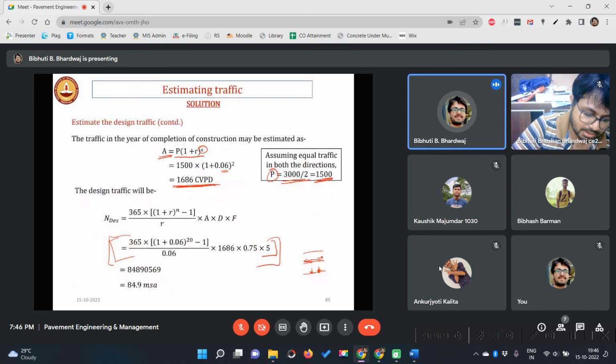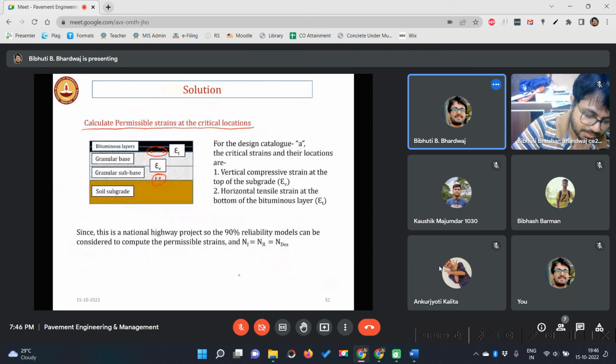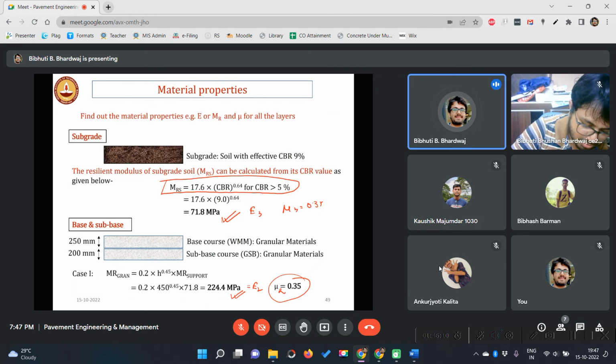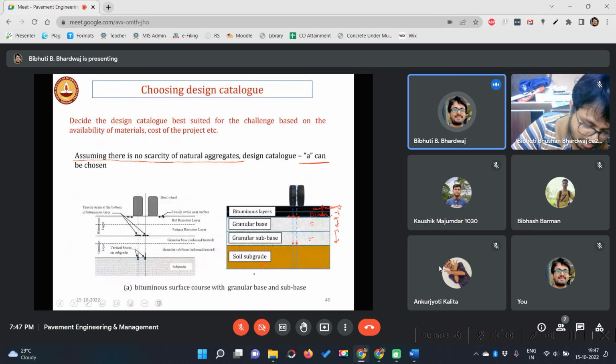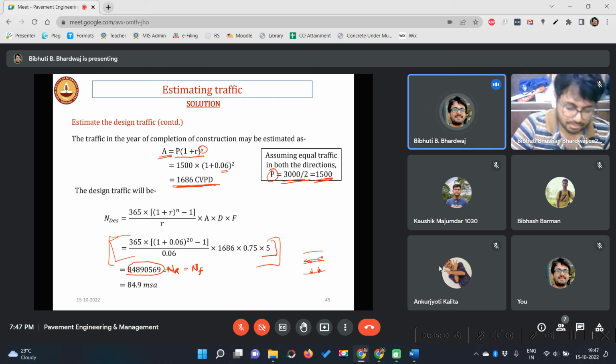So can you give me epsilon V? This NF, NR, and design are all the same, and design you already know, 84.9. Or if you have the accurate value, you take the accurate value. What is the accurate value? 84890. This is your N design as well as NR as well as NF. Static life, wetting life, all are the same. So use this and find out what is epsilon V.